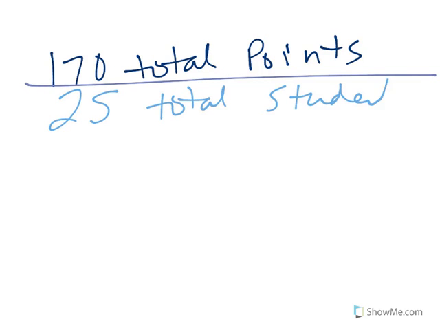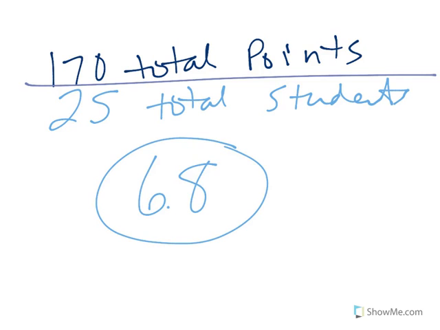Because the average means, if you split it up evenly among all the people that are there, what would each of them get? So if I had 170 points and I want to divvy it up evenly to 25 people, right? That's why we divide, because we're breaking it up evenly. So when you take 170 divided by 25, you get 6.8. So the average score on this quiz is 6.8.